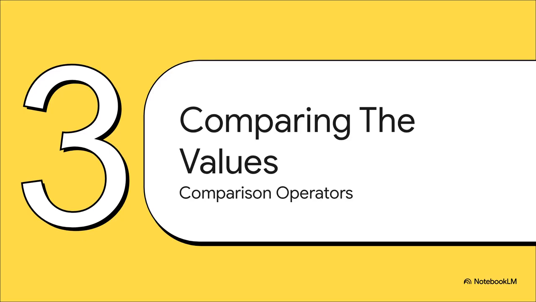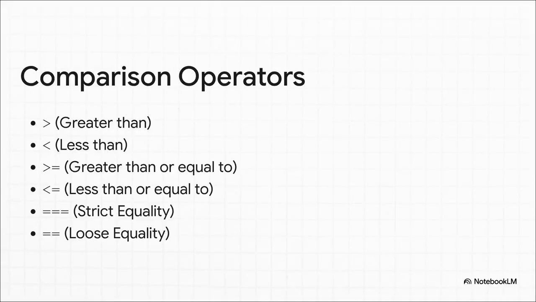Doing math is useful for sure, but the real magic of programming comes from making decisions. And for code to make decisions, it has to be able to ask questions. So that brings us to our next set of tools, comparison operators. Now, these operators work a little differently. They don't give you a number back. Instead, they give you a simple Boolean answer, true or false. That's it. Is 5 greater than 3? True. Is 10 less than or equal to 9? False. This simple, two-option answer is the foundation for all decision-making in your code.